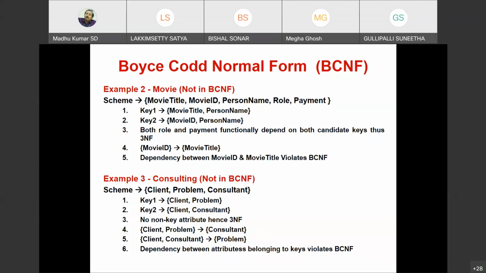Okay, Navneet. Fourth functional dependency. There is nothing like fourth functional dependency. Okay, this one, you are saying that movie ID, movie title. All right.